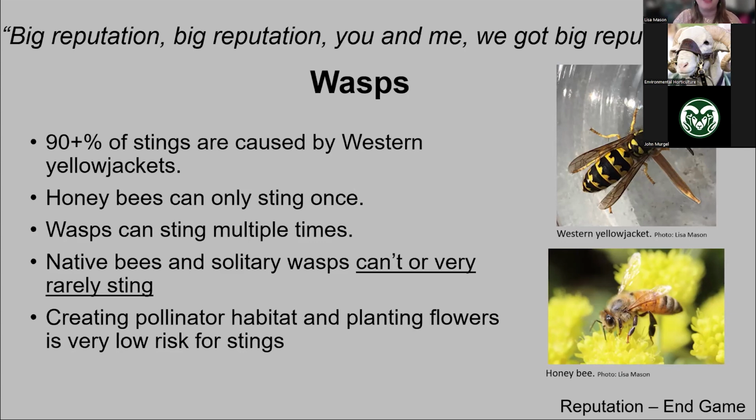But it's not like threatening a nest for some of our social wasp species. This is important to note because there's a lot of fear around creating pollinator habitat or planting nectar flowers that attract more insects. Yellow jackets, the ones that are responsible for over 90% of the stings, do not forage on flowers for nectar and pollen. So the main sting risk is not going to care so much about the pollinator habitat in your landscape.